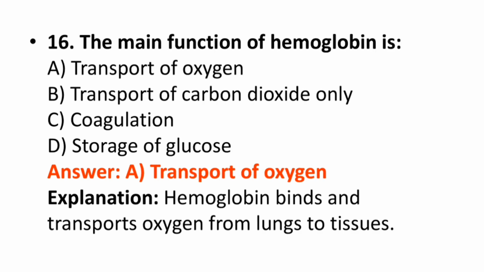The main function of hemoglobin is option A transport of oxygen, option B transport of carbon dioxide only, option C coagulation, option D storage of glucose. The correct answer is option A transport of oxygen. Hemoglobin binds and transports oxygen from lungs to tissues.